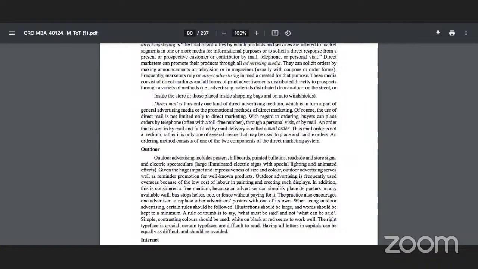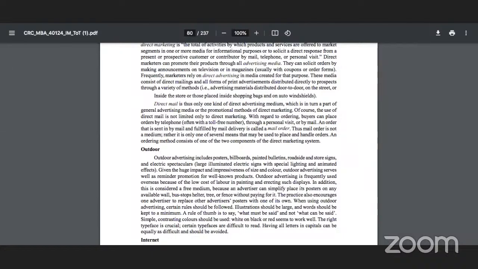With regard to ordering, for example, buyers can place orders by telephone, often with a toll free number. We see a lot of ads of Naptol, for example, on television, where they have multiple channels devoted to them, and they advertise on TV, and then they call for a toll-free number, and they say you call this number and place your order, and we'll deliver it directly to your home, and you can pay after receiving your product. So that is another example, or through a personal visit, or even at a mall, or even mail.